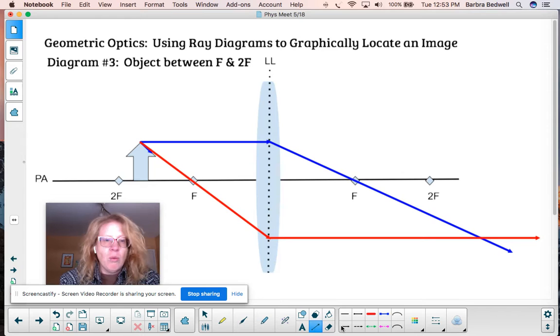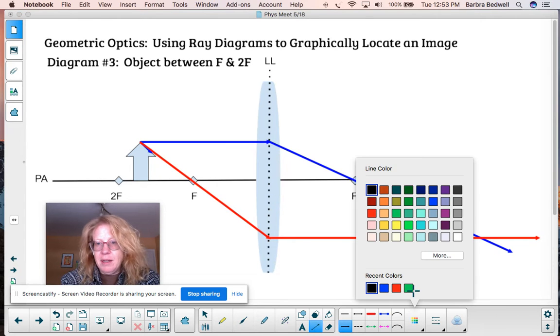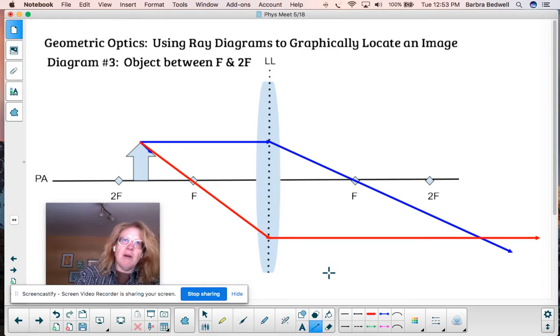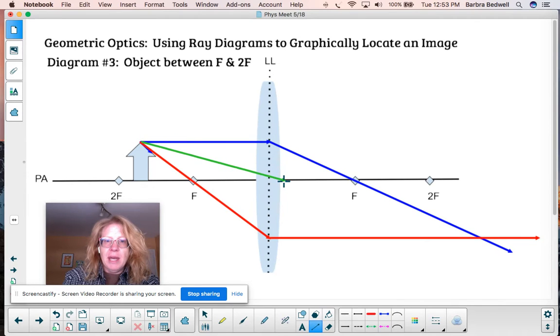Our third ray is the easiest one to draw, and this is the one that's going to go through the middle. When we did it with our mirrors, we went through 2C because that was the center of the sphere. Well, in this case, our center is actually the center of the lens itself. So it's going to start at the tip and go through where the lens line and the principal axis meet one another. So it's like that. And it should match over here on this side.